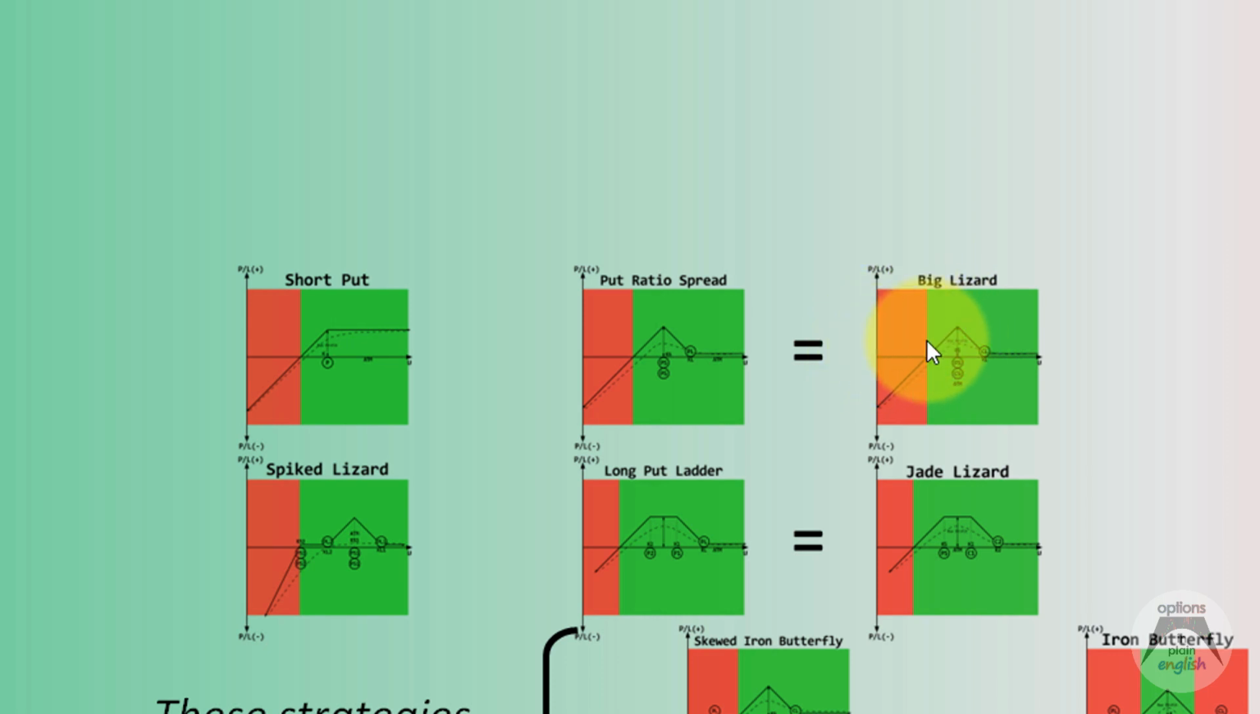This strategy is exactly the same as a put ratio spread, because here we have a short put and a short call spread. In this case, this would be a short put and a long put spread, which is long this one and then short two of these ones. If the price goes lower than the break even, you're going to start losing money. So put ratio spread, same as Big Lizard. You have a lot of implied volatility. This is a directional shot to the upside.